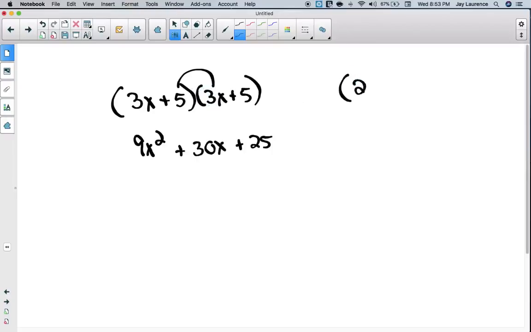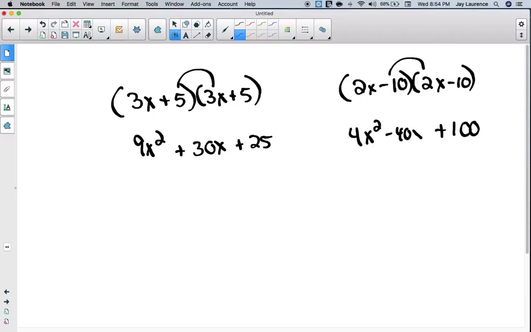If I have 2x minus 10 and a 2x minus 10, I'm going to square the 2x, get 4x squared. Going to square the negative 10, get positive 100. Negative 10 times negative 10 is positive 100. Going to multiply, get negative 20x, double it, negative 40x. So much faster, speeding me up.